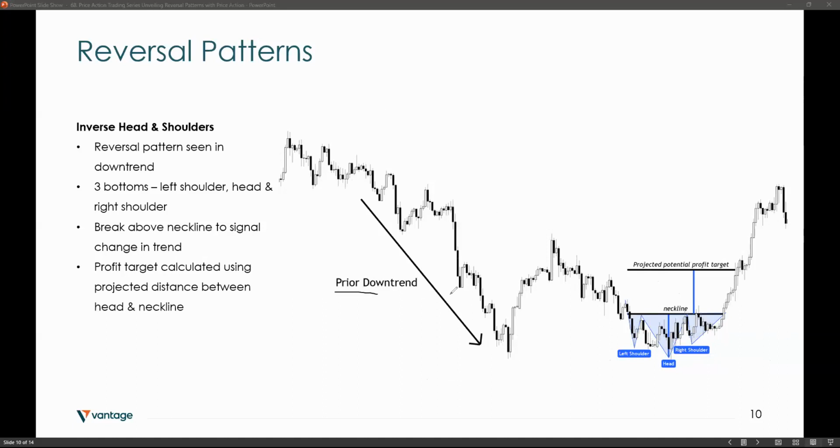So there's two things. Prior downtrend has to be formed. We need a break of a neckline for confirmation.